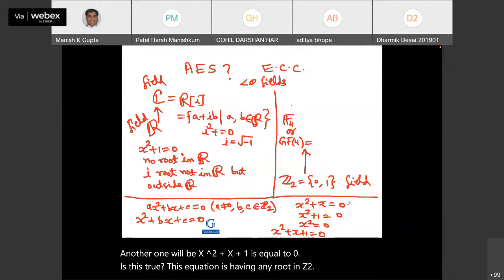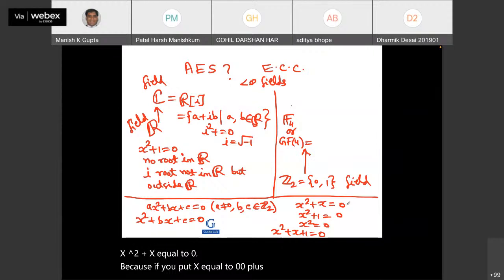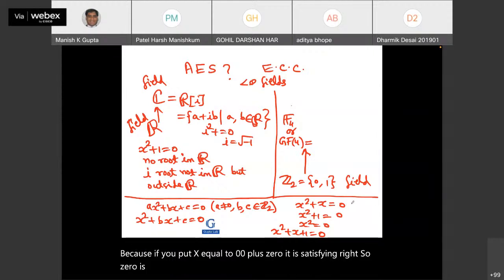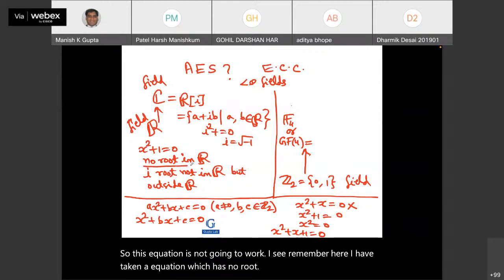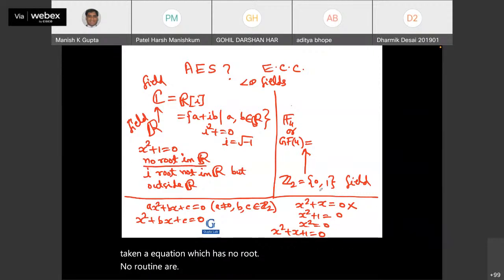x square plus x equal to 0. Because if you put x equal to 0, 0 plus 0, it is satisfying, right? So 0 is a root. So this equation is not going to work. Remember, here I have taken an equation which has no root in R. So I need to consider an equation over Z2 which has no root in Z2 actually, right? So this equation is not going to work.